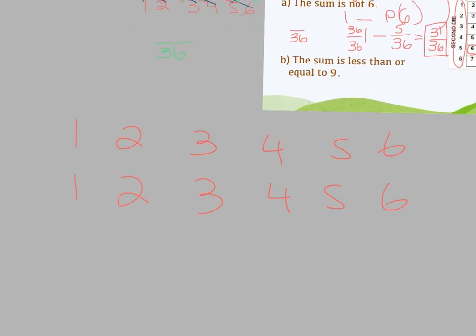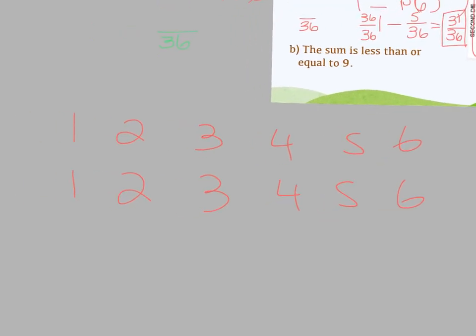So again, if I was going to go through and find out how many were less than or equal to 9, 1 plus 1 is less than or equal to 9. 1 plus 2, 1 plus 3, 1 plus 4, 1 plus 5, 1 plus 6. All of those are less than or equal to 9, right? 2 plus 1, 2 plus 2, 2 plus 3, 2 plus 4, 2 plus 5. All of those are less than or equal to 9. It's going to be more that are less than or equal to 9 than the opposite.